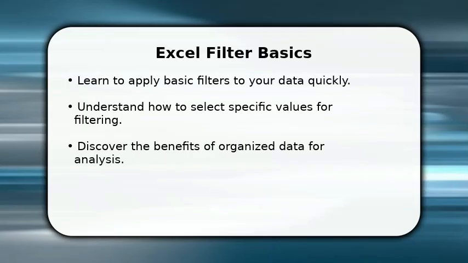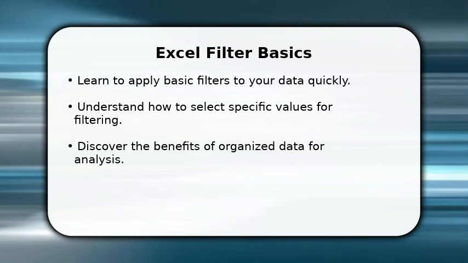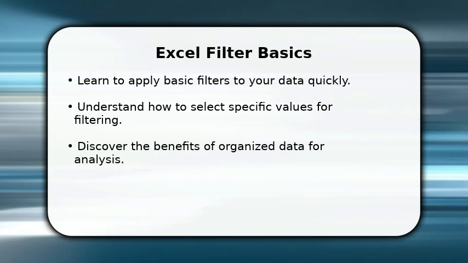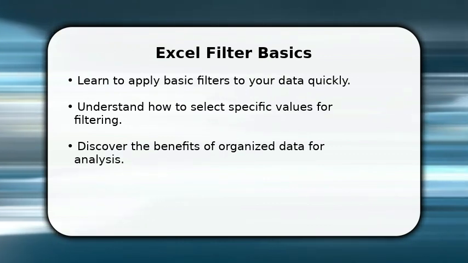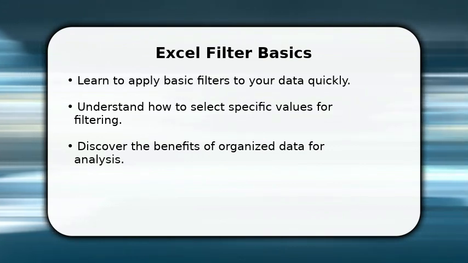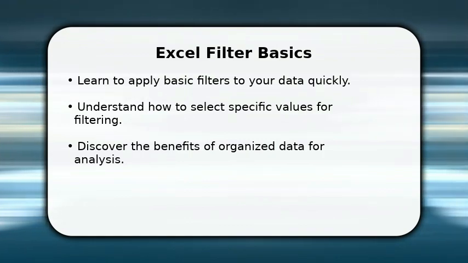In this video, I will explain how to use Excel filters. To begin, select any cell within your data range. Then, navigate to the Data tab on the ribbon and click the Filter button. You'll see small drop-down arrows appear in your header row. Click an arrow to open the Filter menu, where you can select or deselect specific values to display only the data you need. This helps organize large datasets.